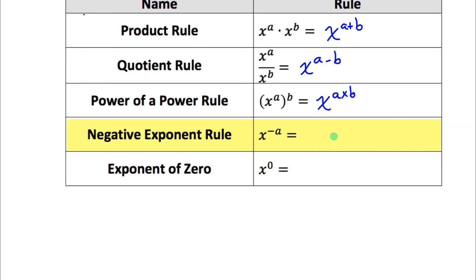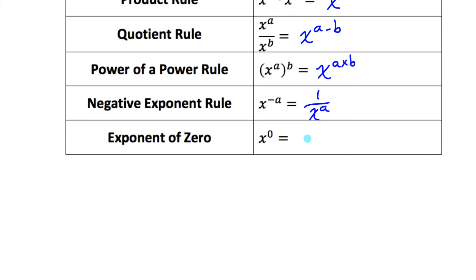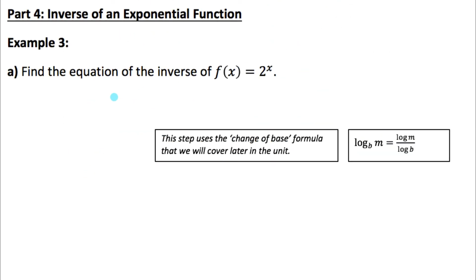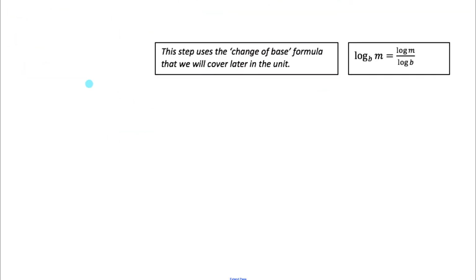And if you have a negative exponent, that's equal to 1 over the power with the positive version of the exponent. And anything to the power of 0 is 1. I should note here, as long as x isn't 0, right? 0 to the 0 isn't 1, but any other value of x to the power of 0 is 1. Okay, let's go back to this example here. Find the equation of the inverse of this function.